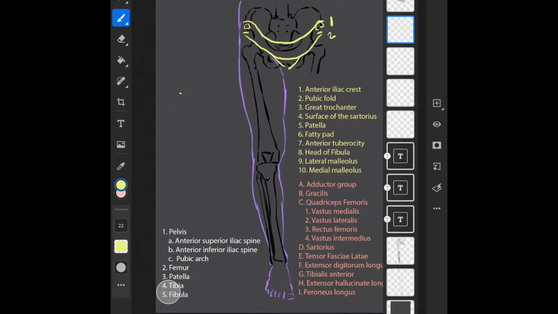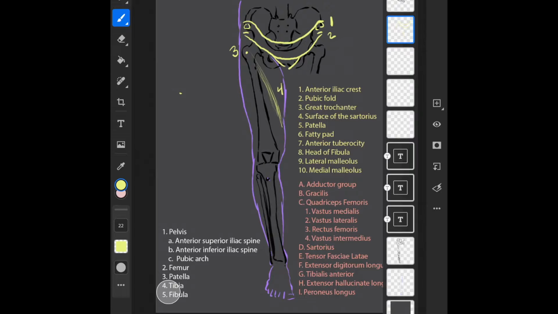Below that, we have our great trochanter of the femur. That's going to be right here. We already talked about it. Then we have the surface of the sartorius, which is a separation between the quadriceps group and the adductor group. So more on that when we talk about the musculature. That's going to be an important landmark running across this way, the separation between these two big muscle groups. That's going to be number 4, the surface of the sartorius.